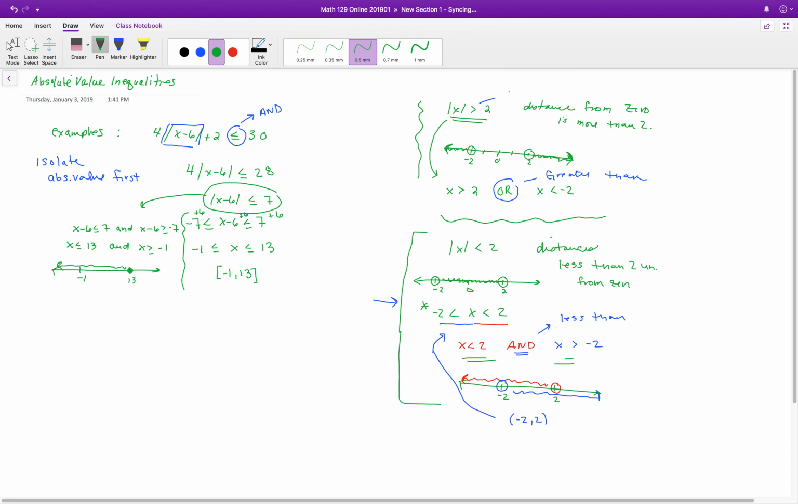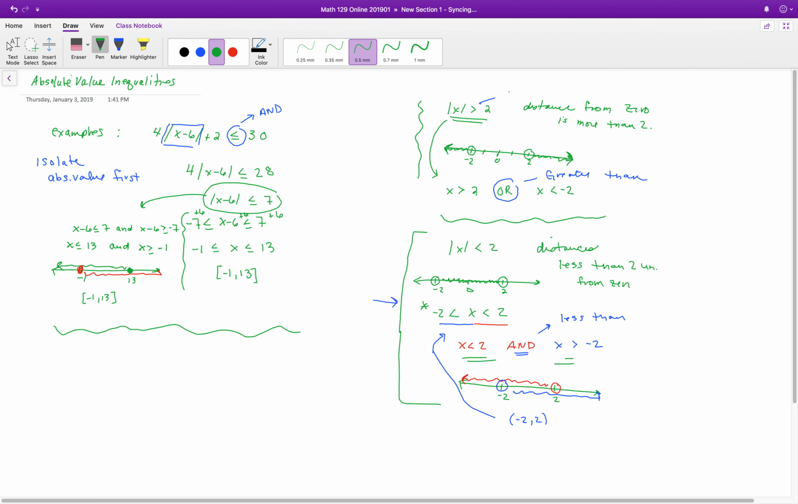And greater than or equal to negative 1. So that would be this way and to the right. So if my solution is just the overlap, then my solution would be from negative 1 to 13. Notice I use the closed brackets because of the closed circles. Both negative 1 and 13 are in both sets. So again, 2 different ways to algebraically solve the same problem.